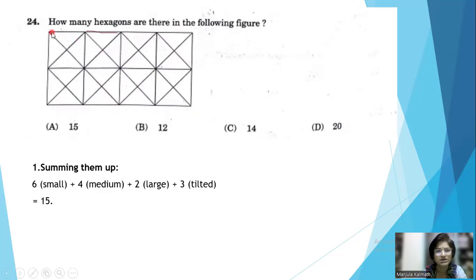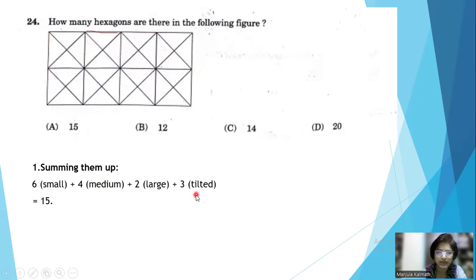Then next we have 4 medium hexagons. 4 medium means here I'll be considering this much totally as 1, and this will be 1 here. So in one row we have 2, like that in 2 rows it will be 4. And 2 large. 2 large is nothing but 1 hexagon, this one here. And one more we have, this one. This is one more hexagon. It may be overlapped. So 2 large.